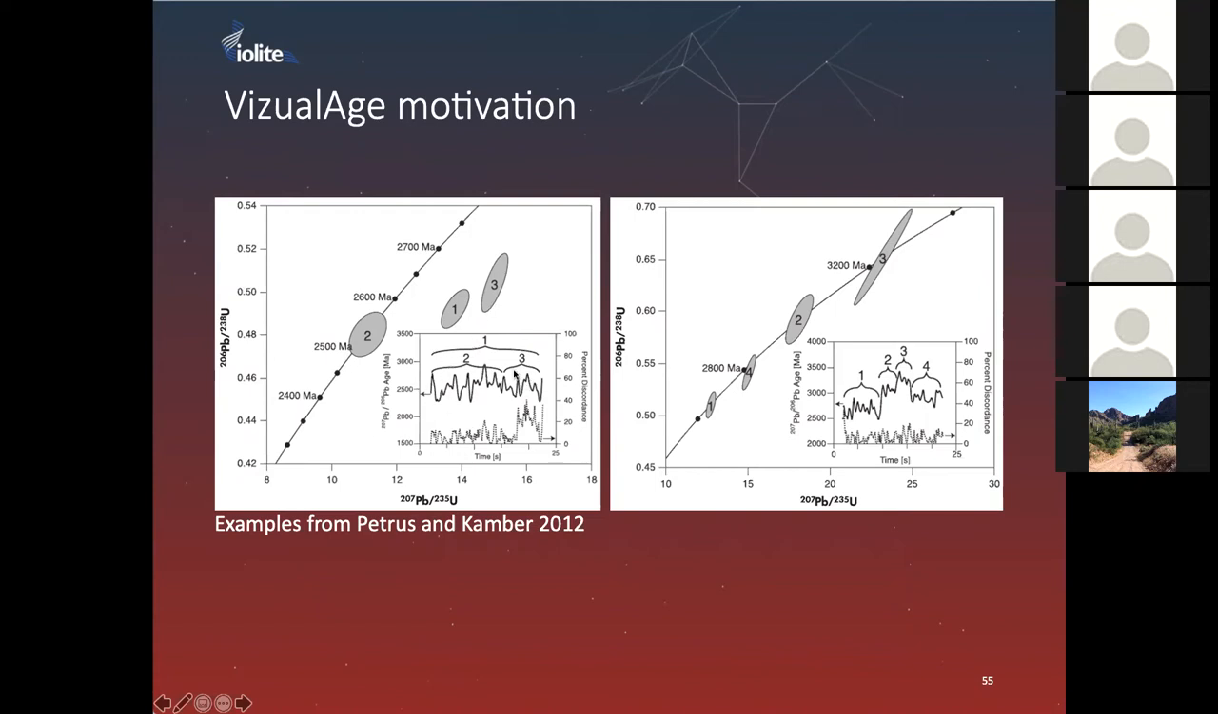And then, if you were to select the whole analysis, you end up with this discordant point somewhere in the middle. And similarly, over here, picking out different age domains, which may or may not be dubious. So you have to use your knowledge of the geology, I think, to help guide you a little bit.